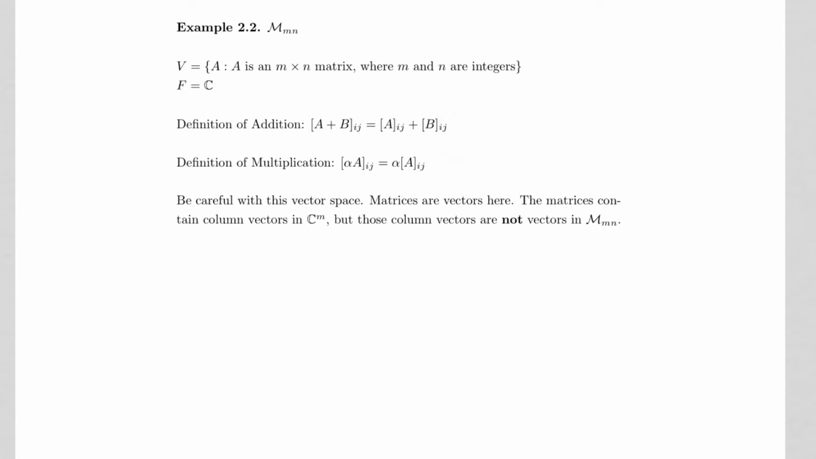This vector space can be a little bit tricky because matrices have vectors inside of them, or we can imagine that the entries inside the matrix form rows and columns, and we can talk about the columns as vectors and the rows as vectors, especially the columns. And we need to understand that the column vectors inside a matrix are not vectors in Mmn.